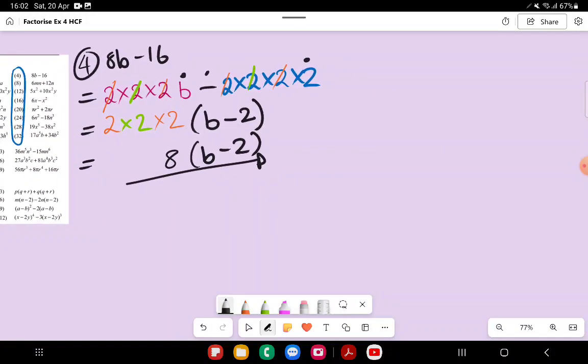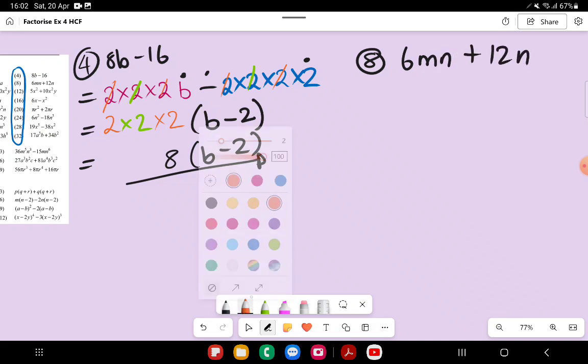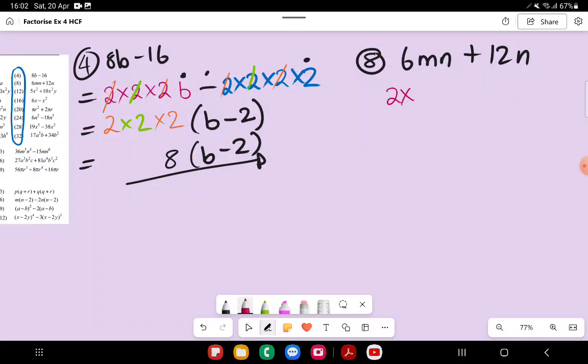Question 8. 6mn plus 12n. So we're going to do prime factorization. So that is going to be 2 times 3. mn don't change. Plus, let's factorize that 12. So that 12 is 2 times 2 times 3. And again, the n doesn't change.